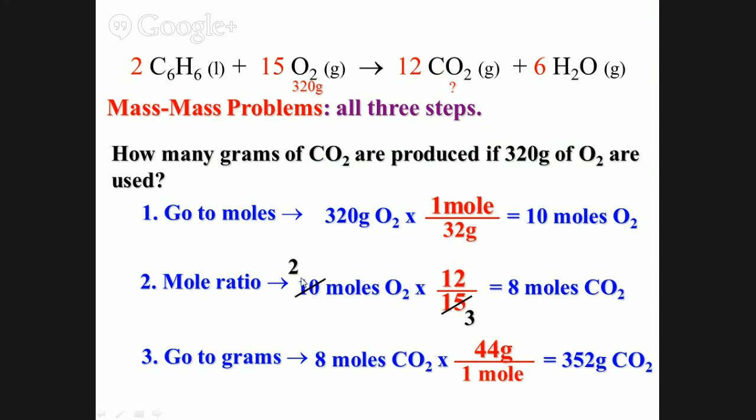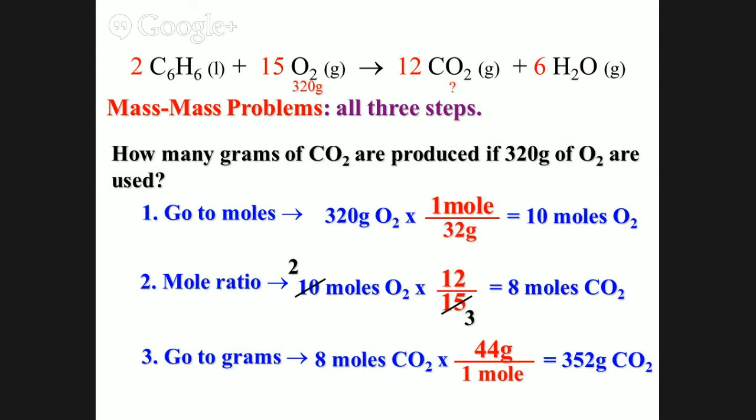Do the 10 moles that I just figured out in step 1, and I'm going to go times the 12 over 15. Again, the question mark over the 15, the 320 I already knew. There's my mole ratio. Can do some canceling. 10 and the 15, 2/3 times the 12 is 8 moles. So there's my step 2.